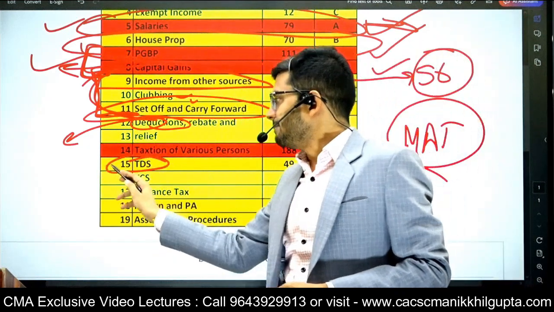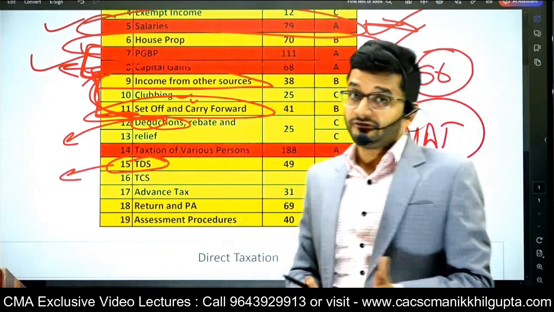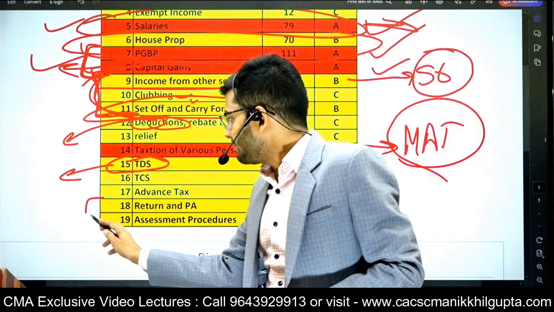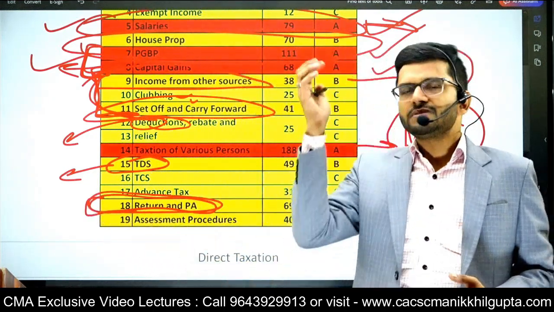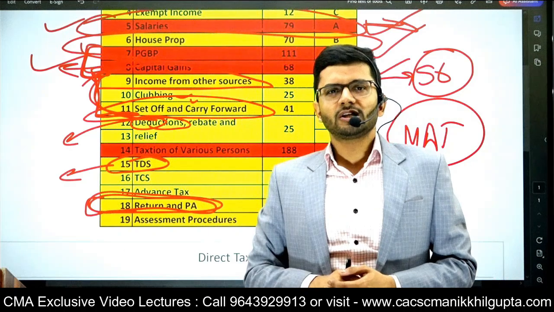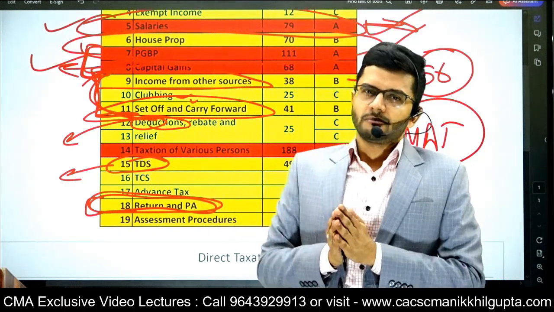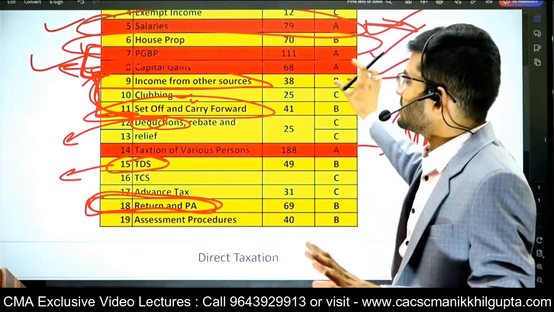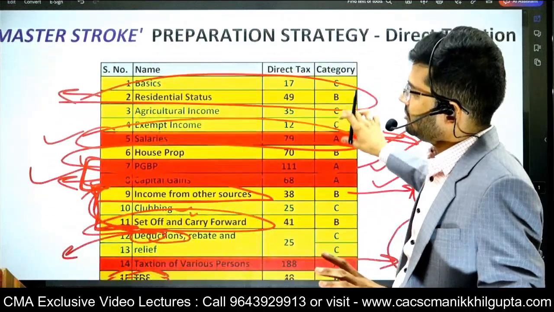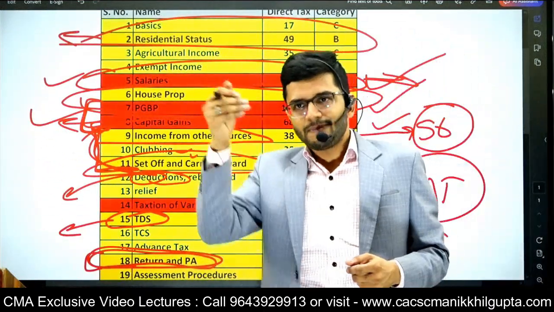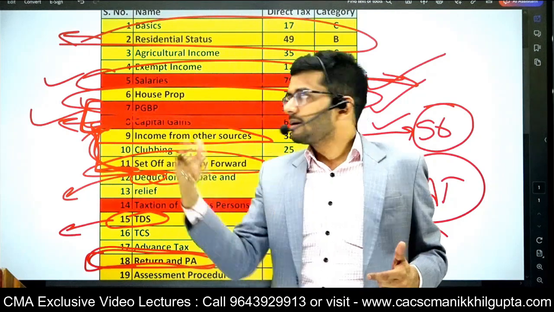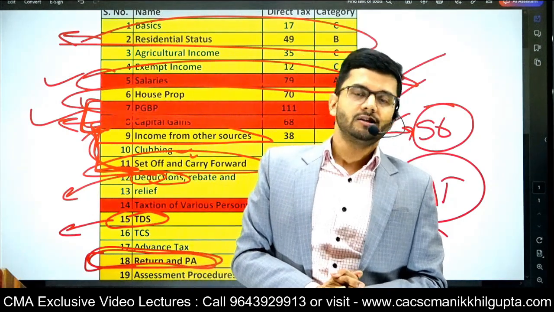TDS is yet another important chapter which I would definitely recommend you to do. From the theoretical part, returns and PAN. This is one very important chapter. MCQ portions and some small theoretical kind of questions can also come from this particular chapter. Rest all the chapters you can just quickly do them, or spend lesser time on them as compared to the chapters which are A and B category chapters.